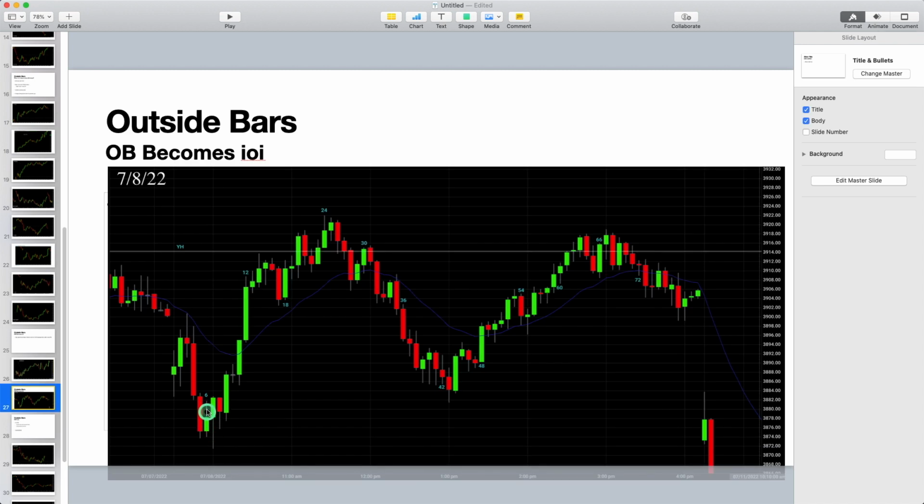Here's another example where 6 wasn't a great signal bar. So it went outside up and then we got an inside bar. So that's an IOI buy setup. Again, you're betting that this is the low of day. So if you buy this, it's 3 pushes down, 1 pullback, 2 pullback, 3.